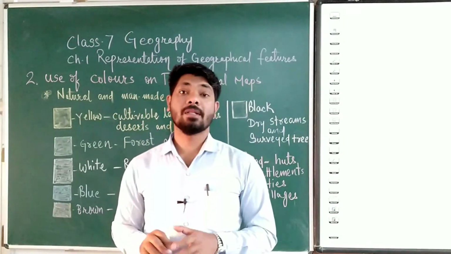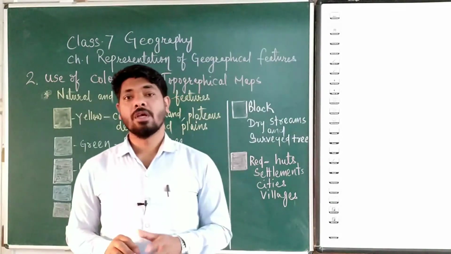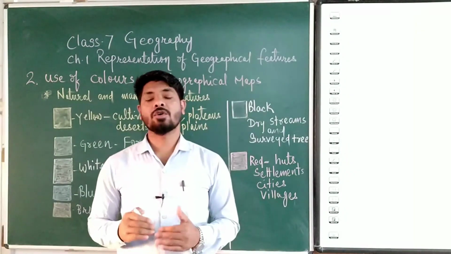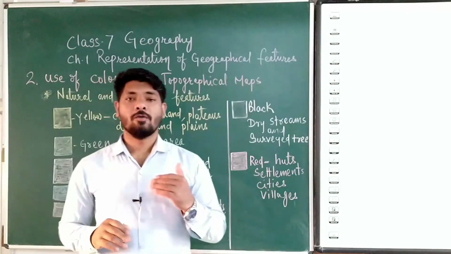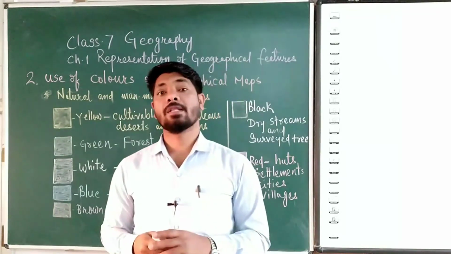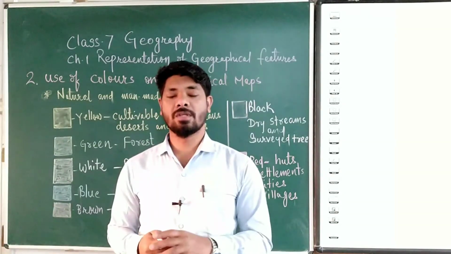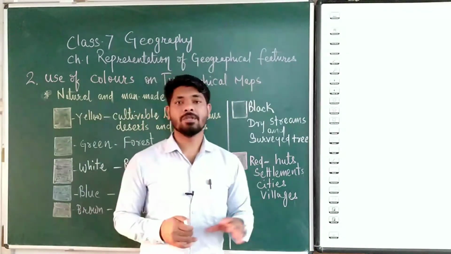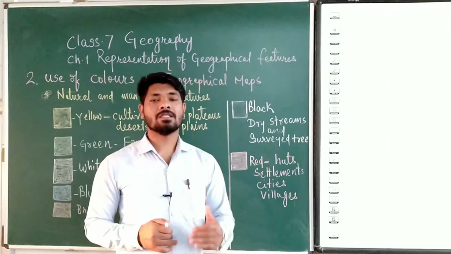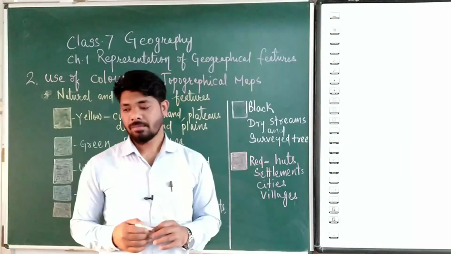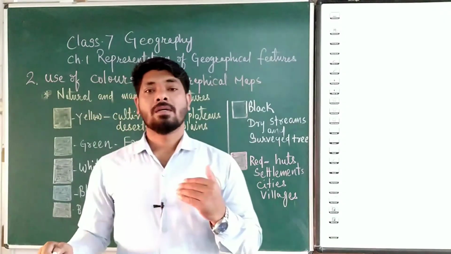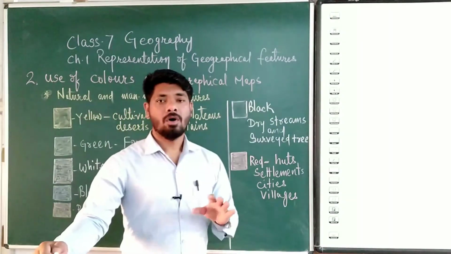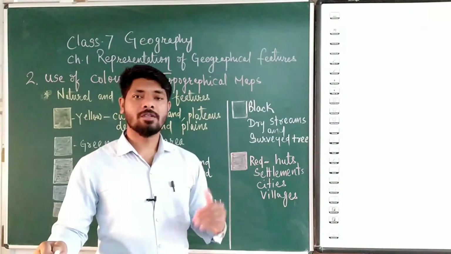On the topographical map, each color shown will have its own significance, its own importance. For the preparation of this topographical map, these colors are used universally. That means the colors used for the preparation of topographical maps are accepted universally. Man-made features and natural features on the topographical maps are shown with different colors.